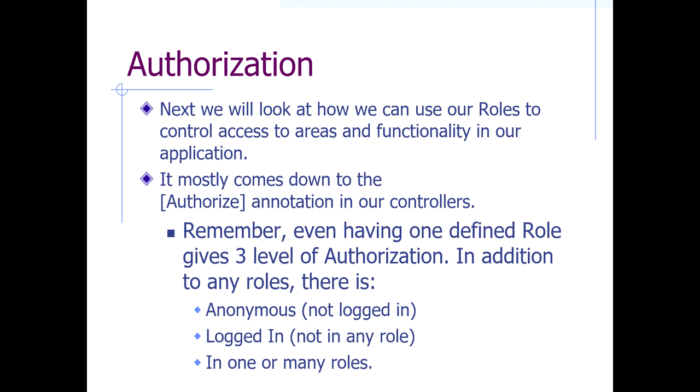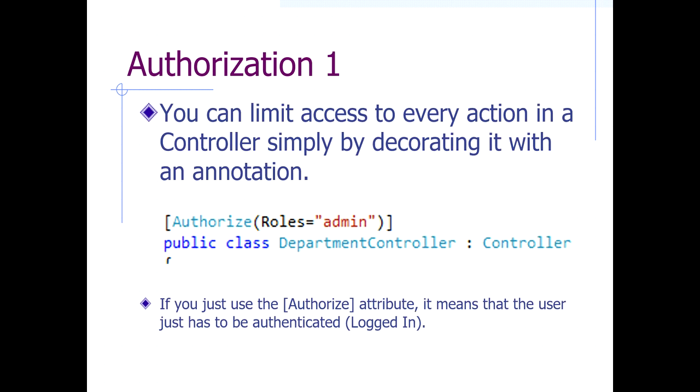Okay, so as we go on and do the demo, just remember that even having one role defined gives you three, count them, three levels of authorization. Users, when they first come to your site, are anonymous users. That's what we call them. They're not logged in at all. Now, once they log in, so they're authenticated, then we just call them an authenticated or a logged in user, but they might not be in any role. That gives us another level of security. And then, of course, if we have even one role, well, that's a third. And then, of course, we might have many roles, giving us more and more levels, so to speak.